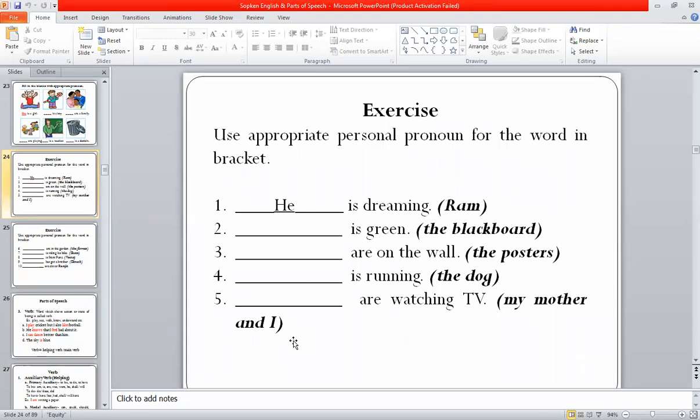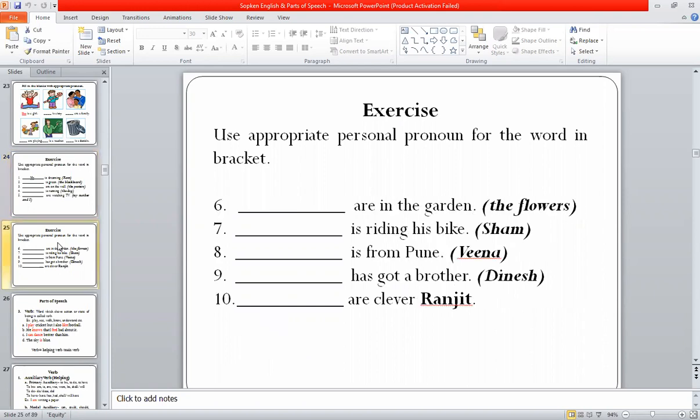Then the next example is dash dash are watching TV. My mother and I are watching TV. So what will be the pronoun? We. We are watching TV. Yes, correct. Let's see another example. Yes, the flowers are in the garden. What will be the pronoun for the flowers? They. Yes, correct. They are in the garden.